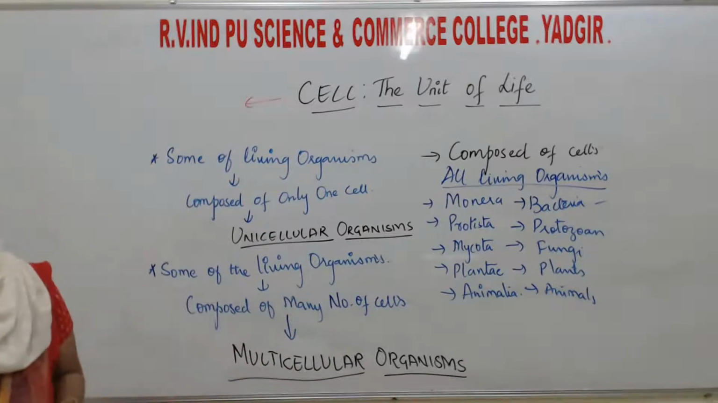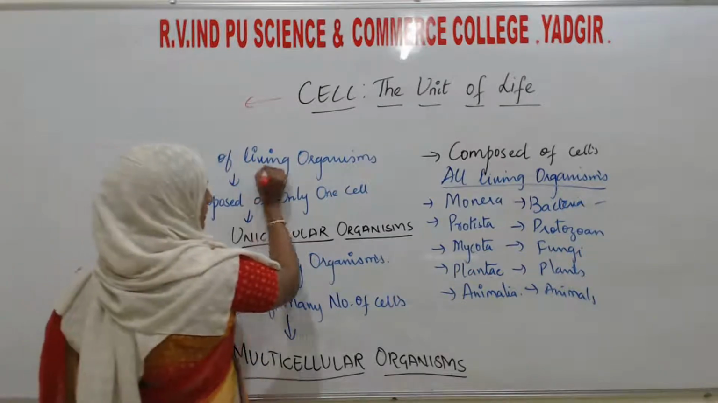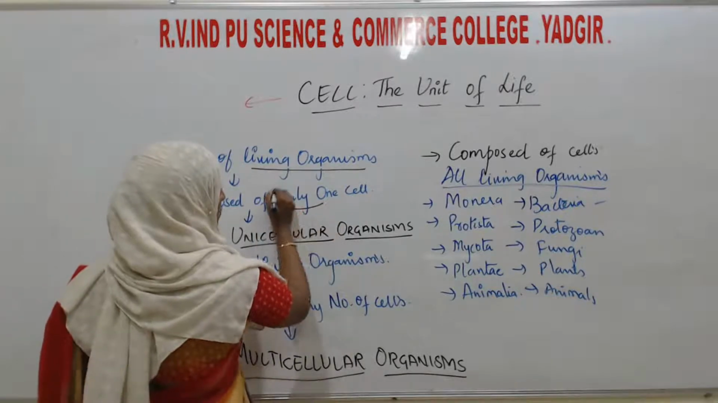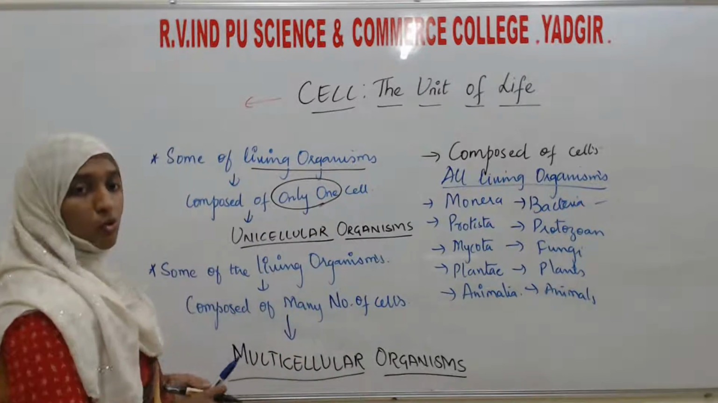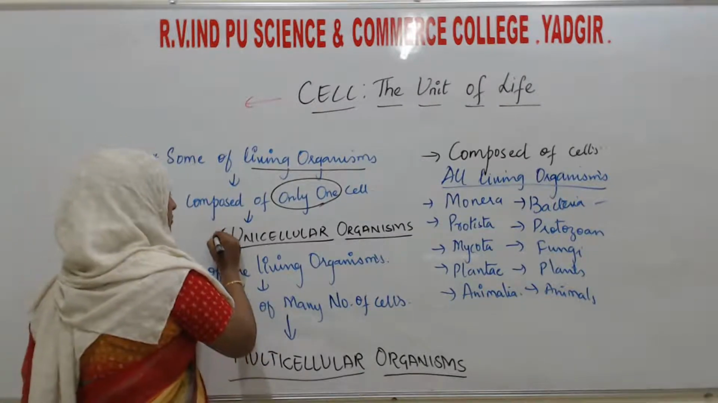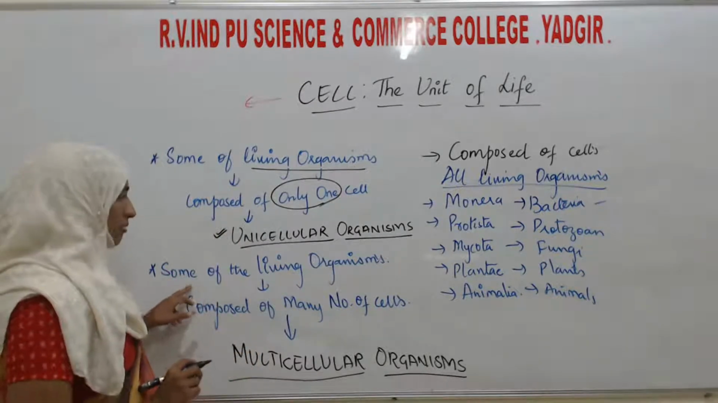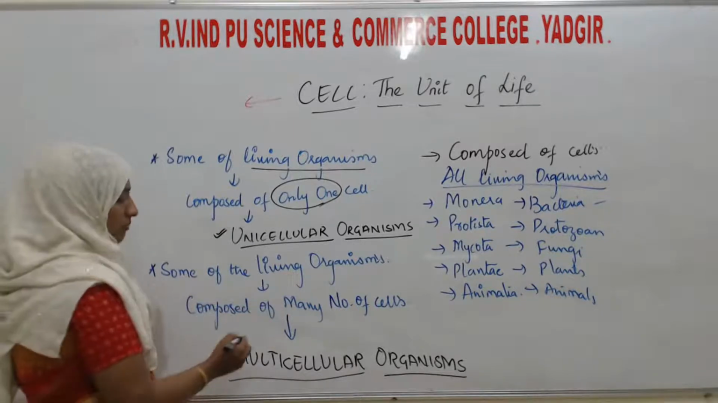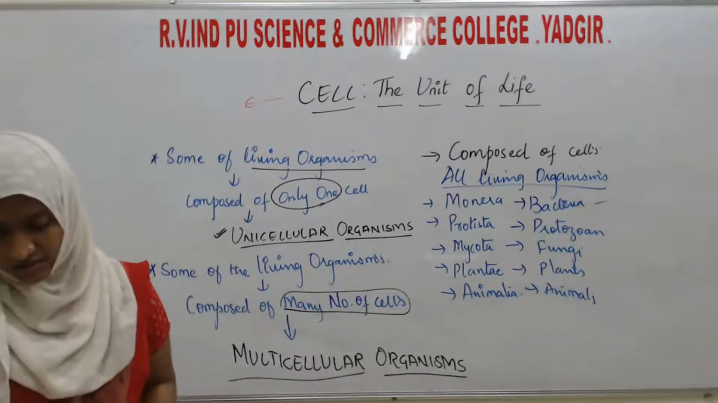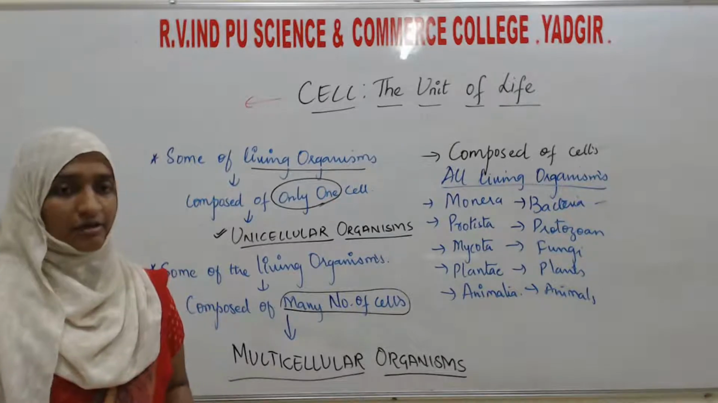See here, the living organisms which are composed of only one cell are known as unicellular organisms. And the living organisms which are composed of many number of cells are known as multicellular organisms. What are the examples of unicellular and multicellular organisms?